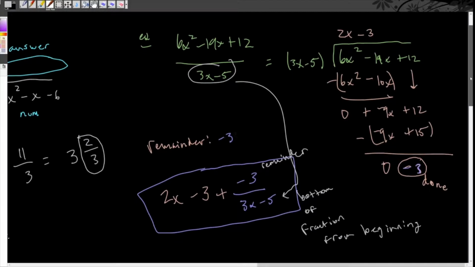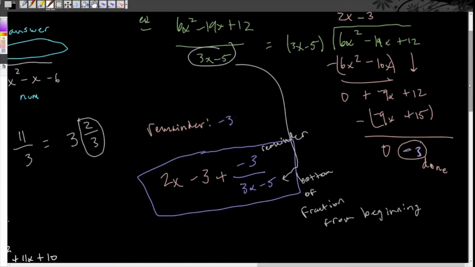I'll give you guys a practice problem here. I don't have a lot of room. So let's see. I'll write here in red. We have 6x squared minus 7x plus 8, divide by 2x minus 1. Give this a try.